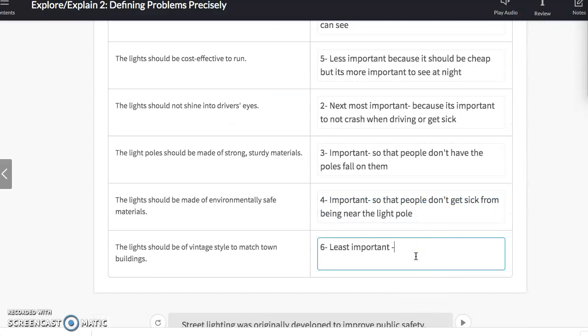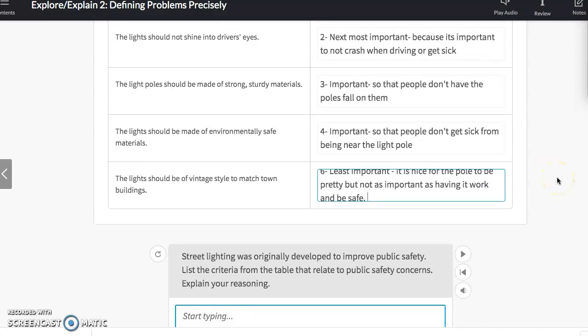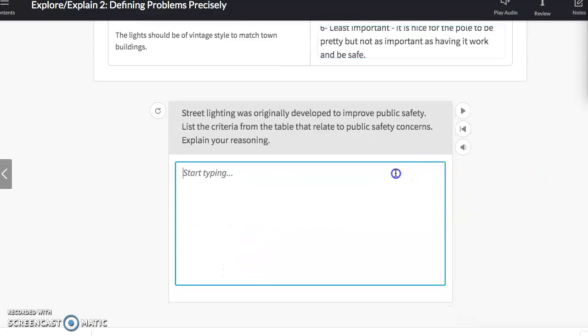Least important, it is nice for the pole to be pretty, but not as important as having it work and be safe. Okay, pause if you need to write all of that down. I'm going to scroll to the next one.